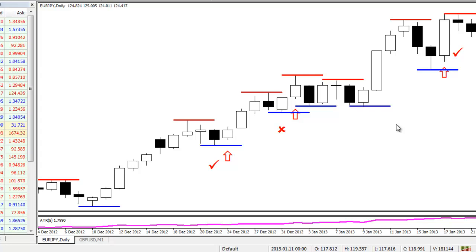Remember that a swing high and a swing low is defined by a swing high being higher bar, higher bar, lower bar, and a swing low being defined by lower bar, lower bar, higher bar. That's how we're defining a swing high and a swing low. Therefore, there can be no discretion involved with this. It's purely mechanical. If it sets up, we take it.